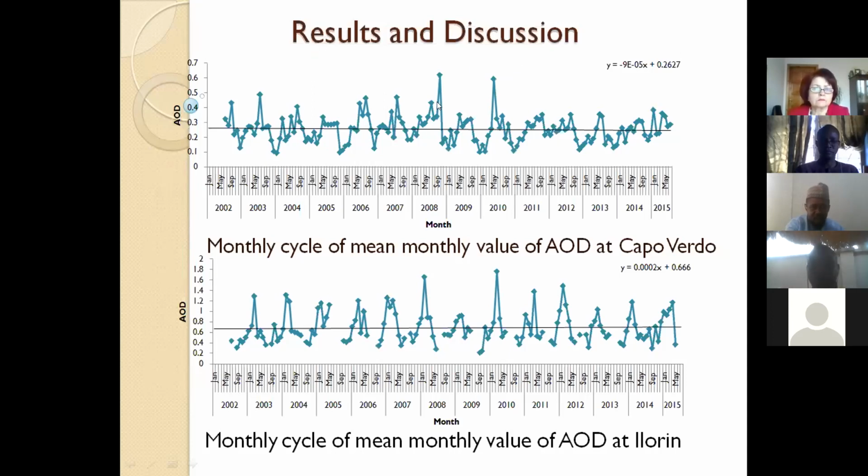As you can see, this is AOD for Cape Verde. It shows a decreasing trend of -9 exponential -5 for the period under consideration, which is 2002 to 2015. Similarly for e-learning, we did a trend analysis also, and we have an increasing trend, though not too significant, but it shows that the atmosphere in e-learning is still getting increasingly polluted.